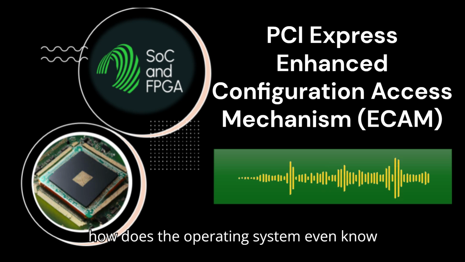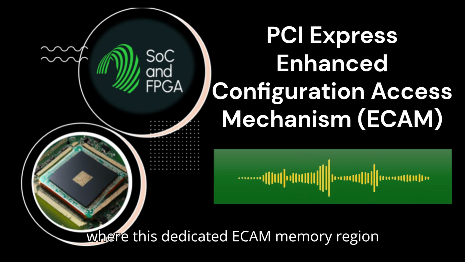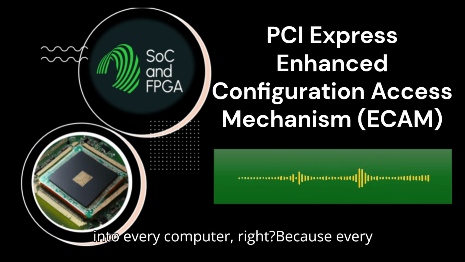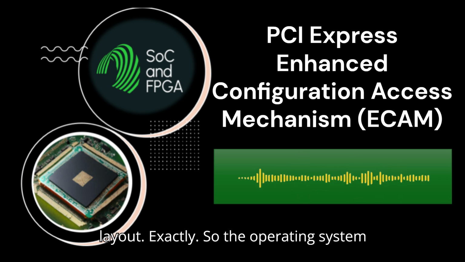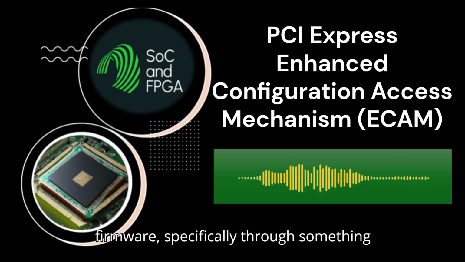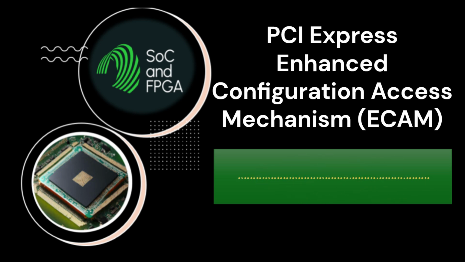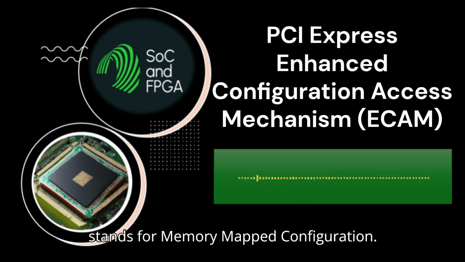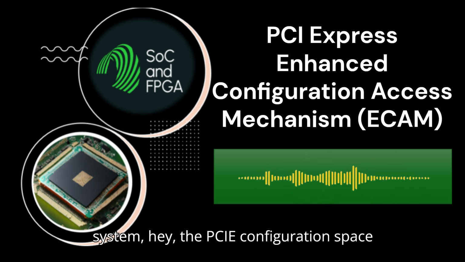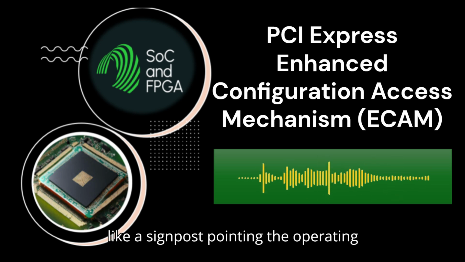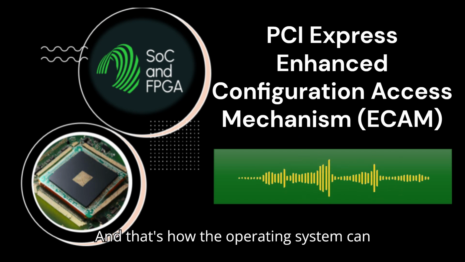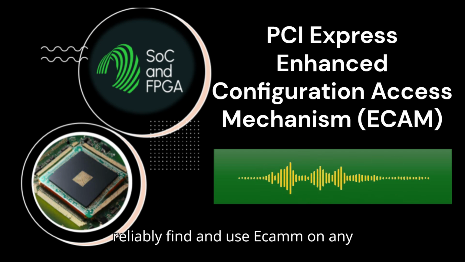Okay, that makes sense. But how does the operating system even know where this dedicated ECAM memory region is located in the first place? Good question. It's not like it's hard-coded into every computer. Right, because every computer could have a different memory layout. Exactly. So the operating system gets this information from the system's firmware, specifically through something called the MCFG table. MCFG, another acronym. Well, it stands for Memory Mapped Configuration. This table basically tells the operating system, hey, the PCIe configuration space starts at this memory address. So it's like a signpost pointing the operating system in the right direction. Exactly. And that's how the operating system can reliably find and use ECAM on any compliant computer.